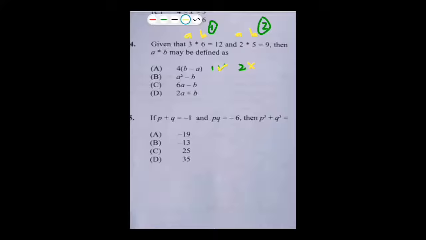For B, we have A squared minus B. So for the first equation, we have 3 squared. So that's 3 times 3, which is 9, minus 6 would give us 3. So that is wrong for the first equation. And then 2 squared is 4, minus 5, which is negative 1. So it's incorrect as well for B.